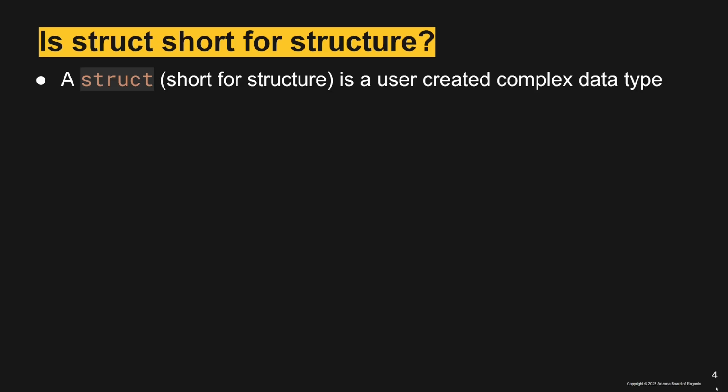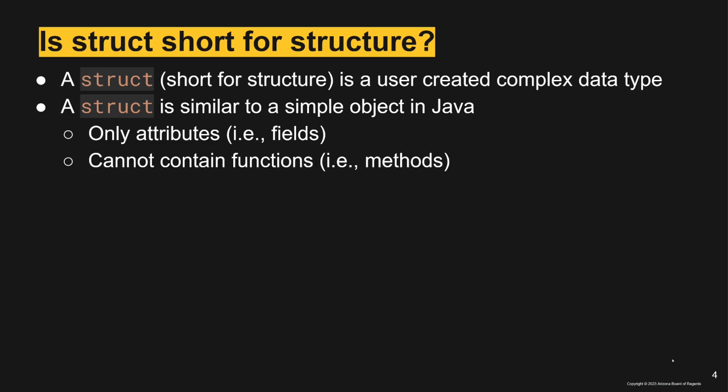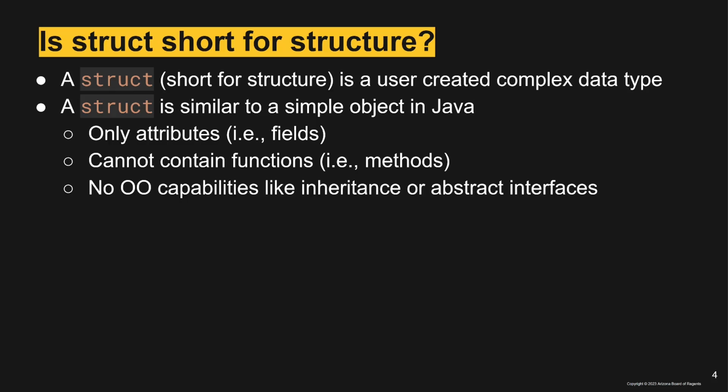So a struct is a complex user data type that groups together fields or variables that contain similar information or describe a similar meta object. A struct is similar to an object in Java, except, big except, that it only has attributes. It cannot contain functions, so there are no functions in a struct. And there's no other OO type capabilities.